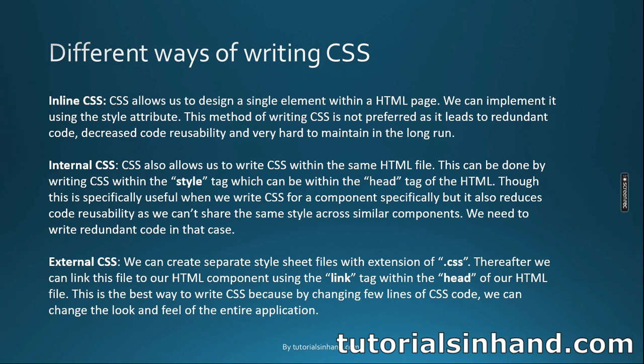The last but not the least is External CSS. We can create separate style sheet files with the extension .css. Thereafter, we can link this file to our HTML component using the link tag within the head of our HTML file. This is the best way to write CSS because by changing a few lines of CSS code, we can change the look and feel of the entire application.